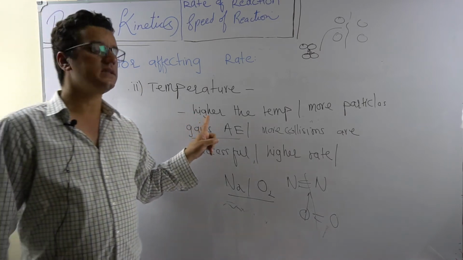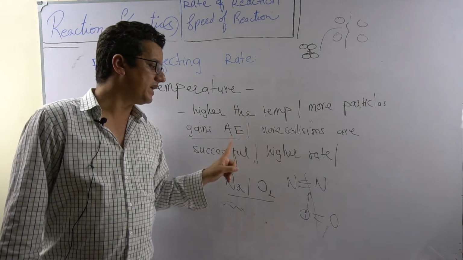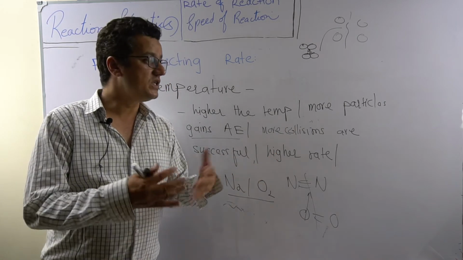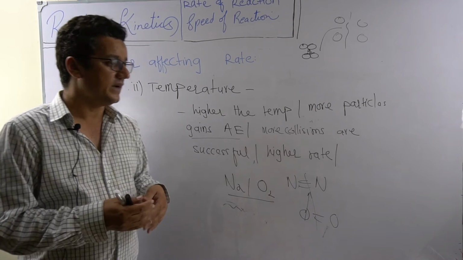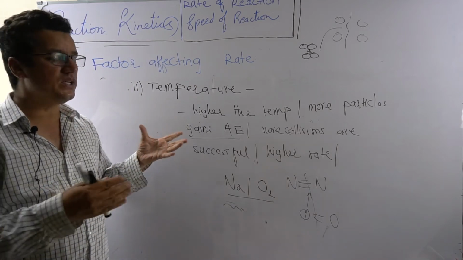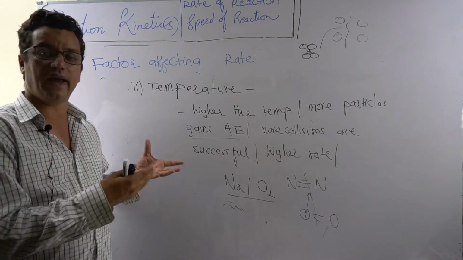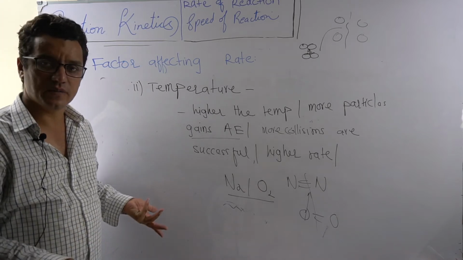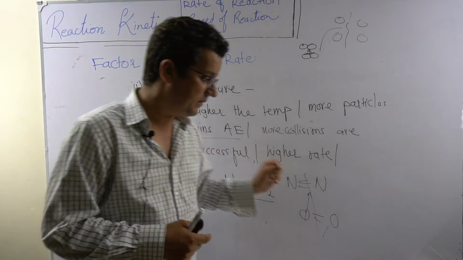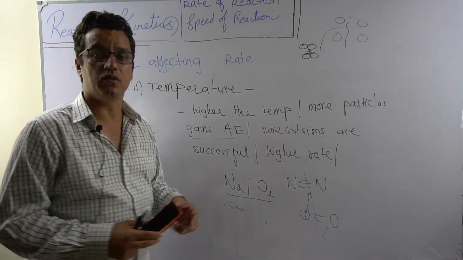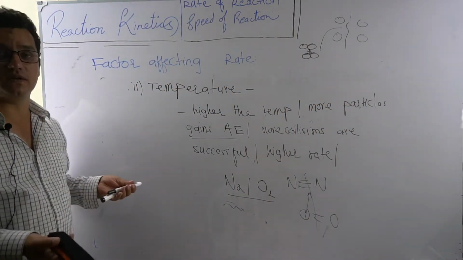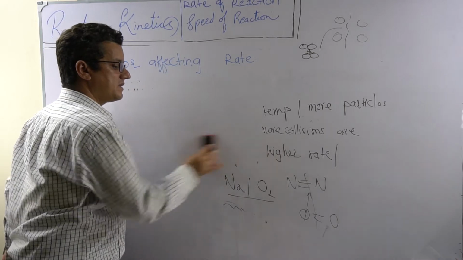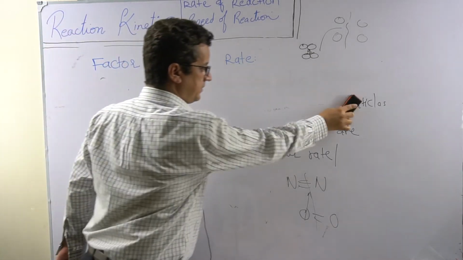Simple thing to learn: increasing the temperature, more particles gain activation energy and more collisions get successful and higher rate. However, if you decrease the temperature, you will find that energy is depleted out of the system, fewer particles gain activation energy, fewer collisions are successful, lesser rate then. So temperature is a very important factor, rather the most important one. Reactions are temperature dependent, most reactions are. Okay. So that is another factor we need to be careful of.